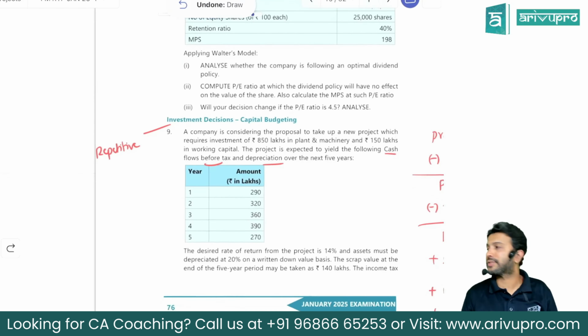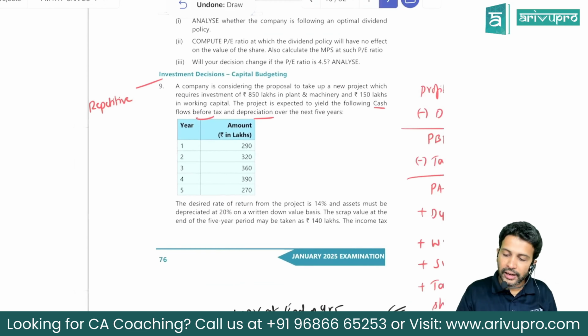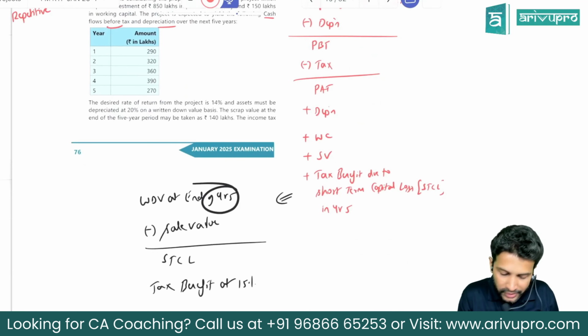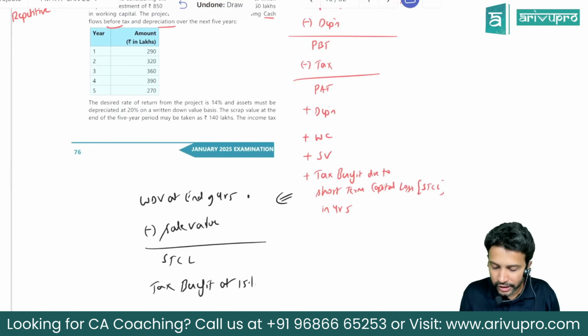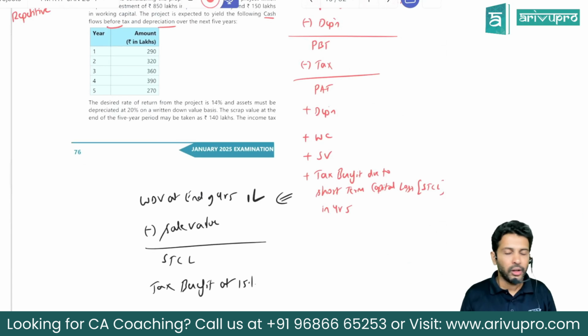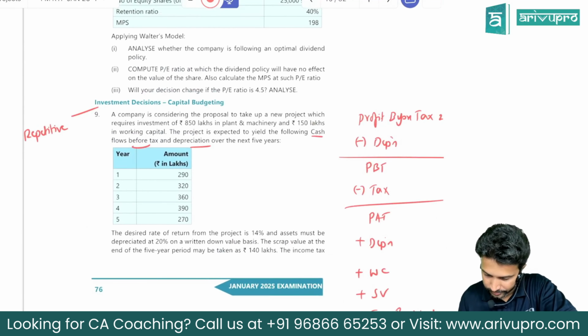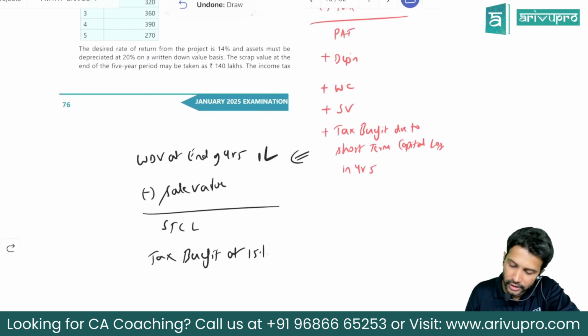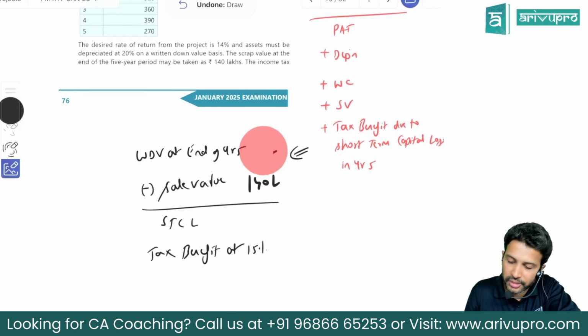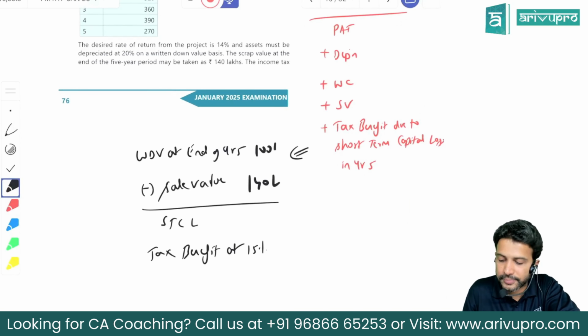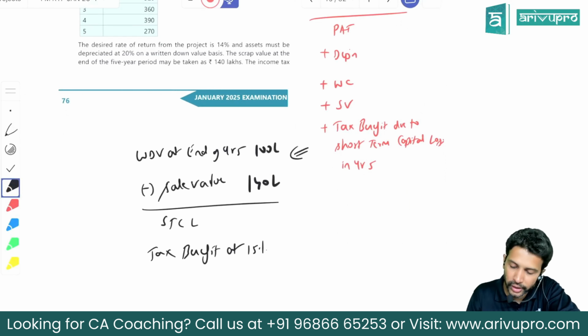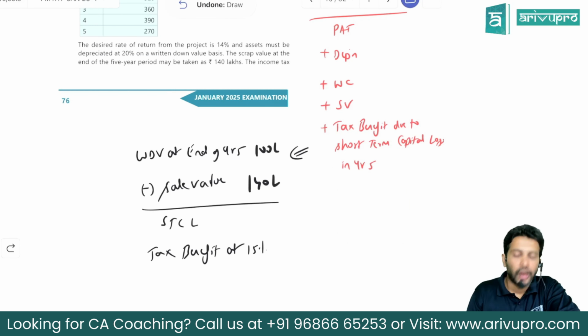Suppose the project life is 5 years, what will you do? You will calculate WDV at the end of year 5. Suppose that is 1 lakh rupees, an assumption. I've just taken some random numbers, and compare this with the salvage value. Here they are saying the scrap value is 140 lakhs. Maybe this number is too big, so I'll make the WDV as 100 lakhs as an assumed number. WDV is 100 lakh, sale value is 140 lakhs.